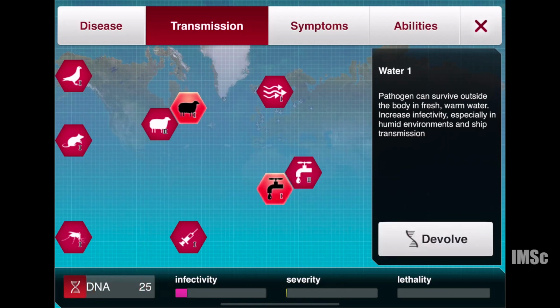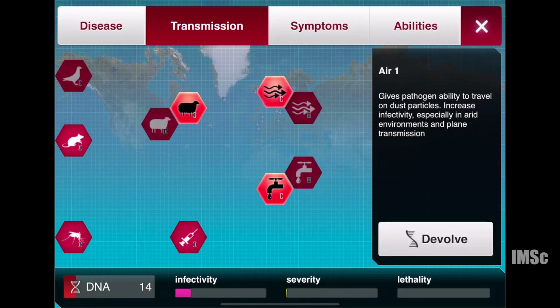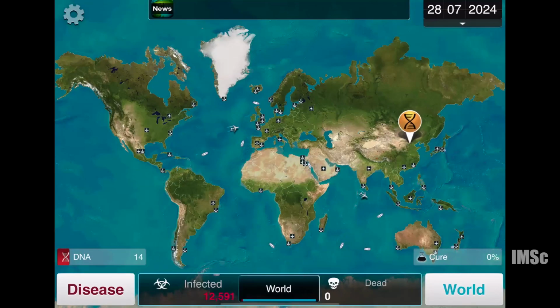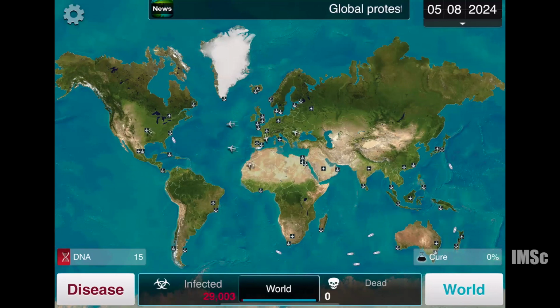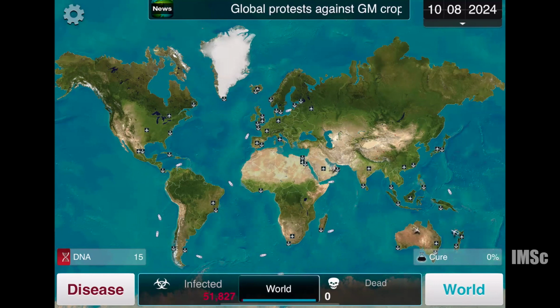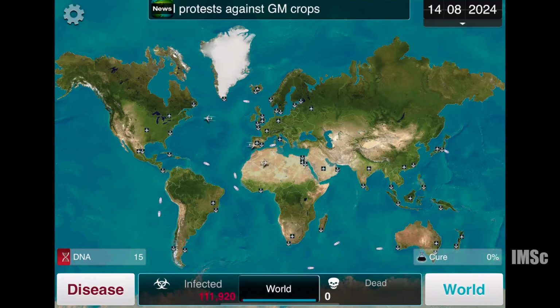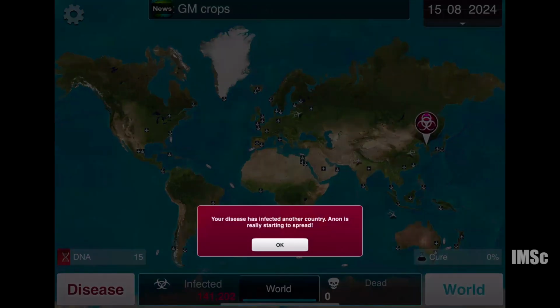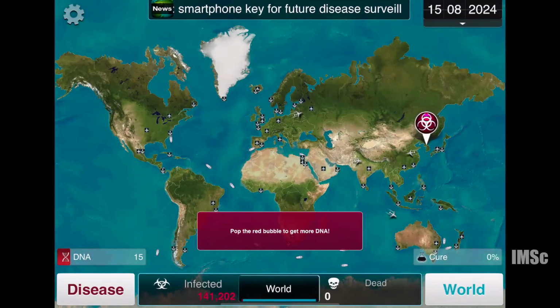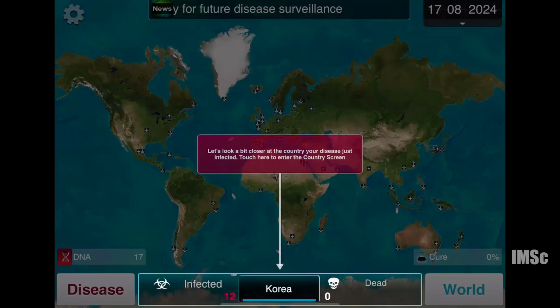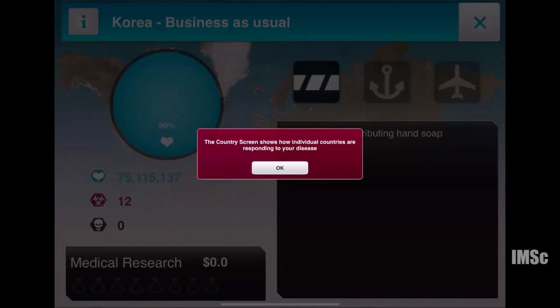Can we do both? Do we have an option? We have enough DNA points. Okay, great. So we have done air and water. Now let's see what's happening. So you're getting more people infected. Now what has happened is it has gone from one region to another region. So you have infected a new country. Okay. So this infection is not going to come down. It has already transmitted to another place.